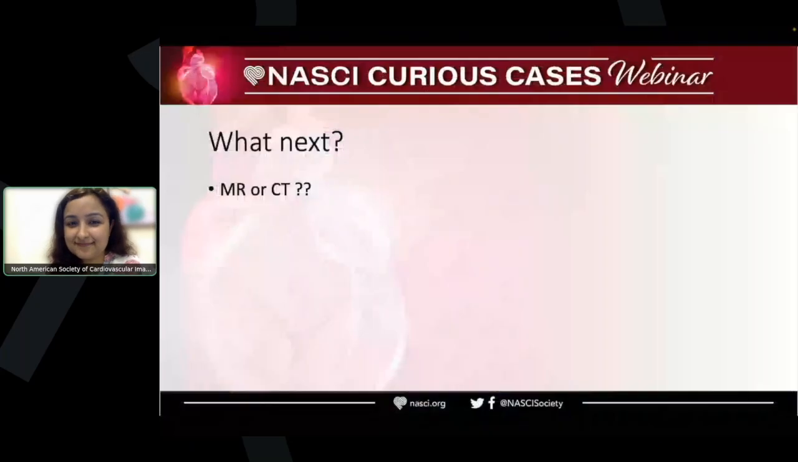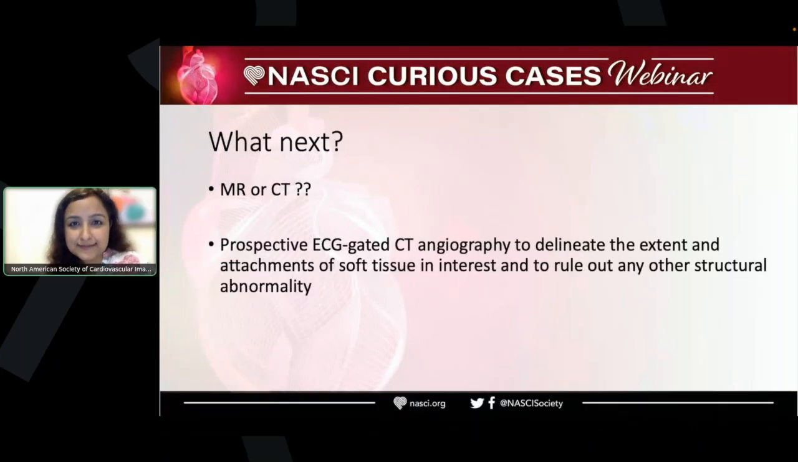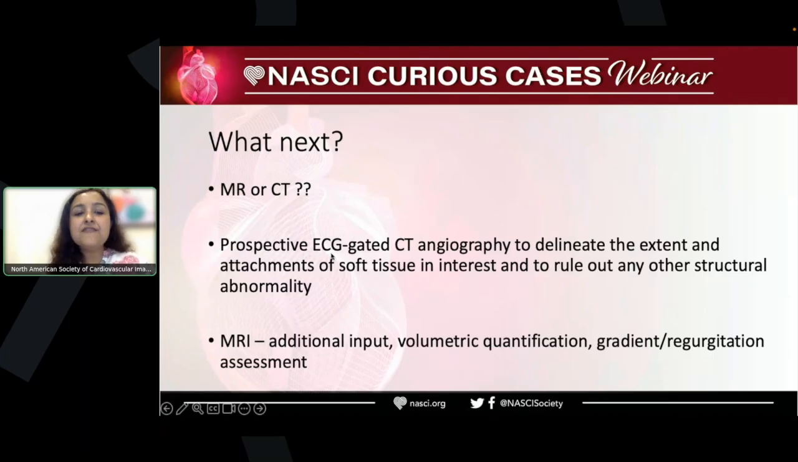So basically, either could be done in this particular case. Both have their own advantages and disadvantages. We went ahead with doing a prospective ECG gated CT angiogram to delineate the extent. Three-dimensional reconstructions really make it easy to see the attachments of the tissue, and we feel more comfortable with doing that on CT angiogram. So we went ahead with a CT angiogram.